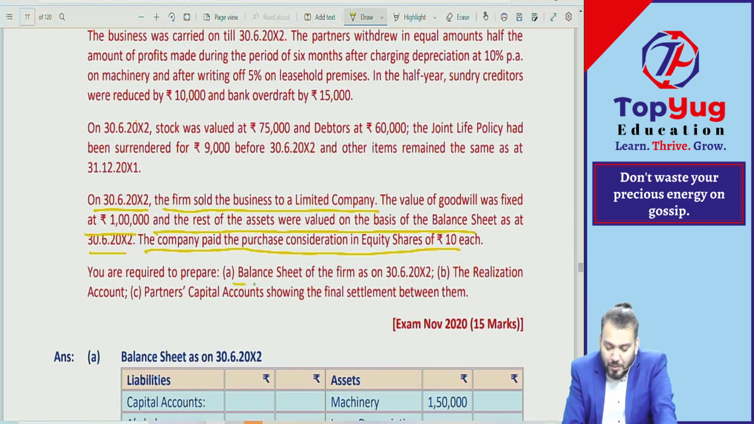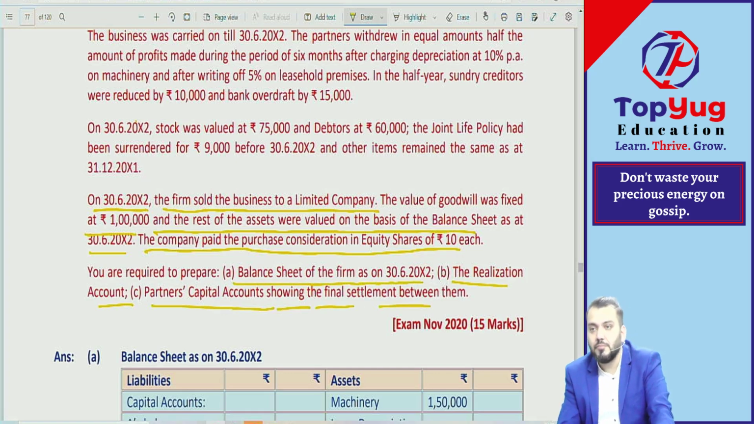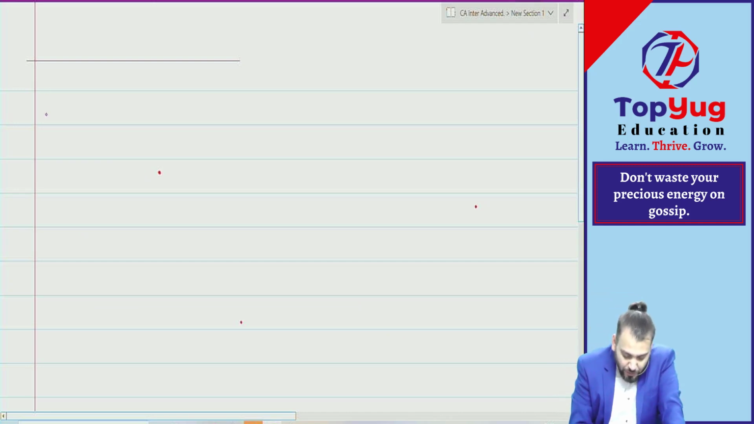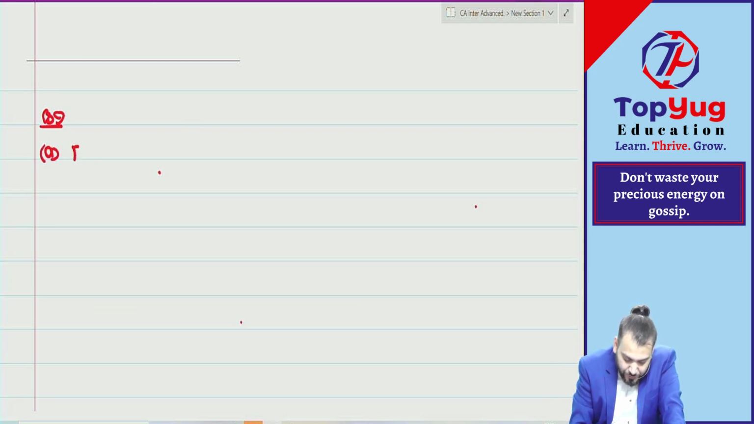You are required to prepare the balance sheet of the firm as on 30th June, the realization account, and the partners' capital accounts showing the final settlement between them. It is a 15 marks question. What do you think, complicated? Can we do it? We are doing question number 9. First we will do point A, the balance sheet.